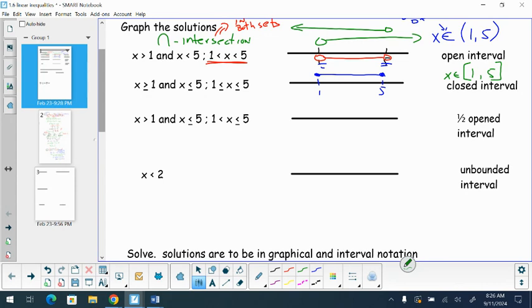So when you have open dots, you have parentheses. When you have closed dots, you have a bracket. But once again, we still need the x as a member of. Okay, we can have a half open or a half closed, depending on if you're an optimist or a pessimist.